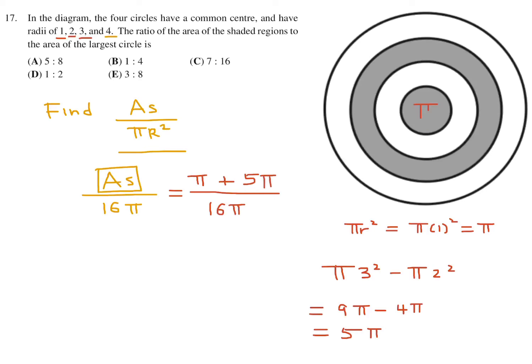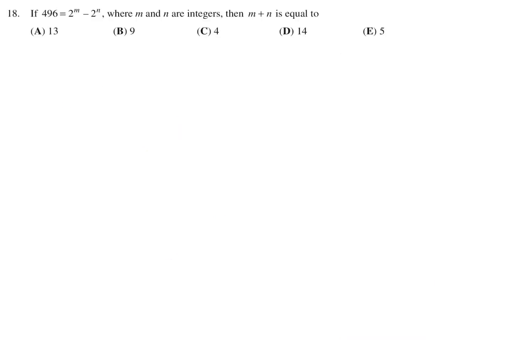So this was pi, and this shaded area is 5 pi. Okay, so the area of the total shaded region is 6 pi, and we're dividing by the area of the largest circle, which we already determined to be 16 pi. The pi's cancel, and then you get 6 over 16, which is 3 over 8, and I believe that's it. And they want to write it in this form, 3 over 8, which is fine. It's the same thing. So 17, the answer is E.